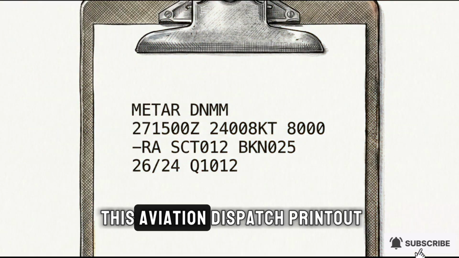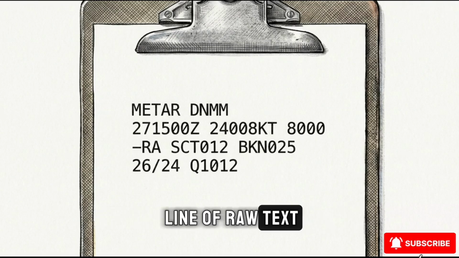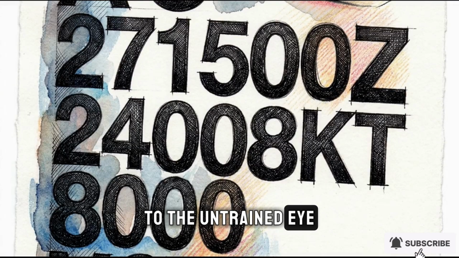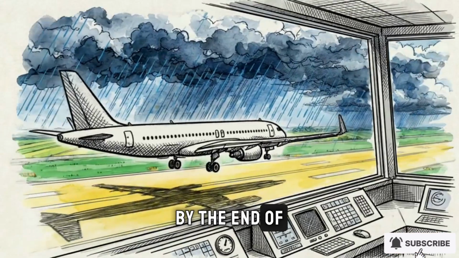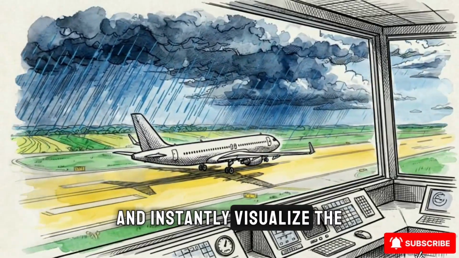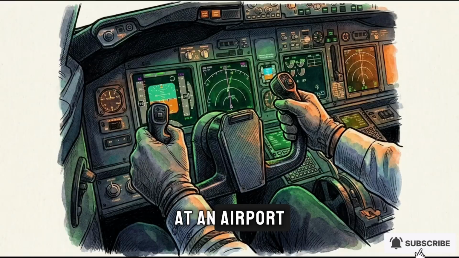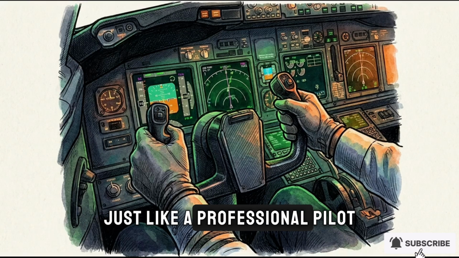Take a look at this Aviation dispatch printout. It displays a single line of raw text. To the untrained eye, a string of characters like this looks like absolute gibberish. By the end of this video, you will be able to look at this exact string and instantly visualize the weather conditions at an airport, understanding the specific impacts on a flight, just like a professional pilot.